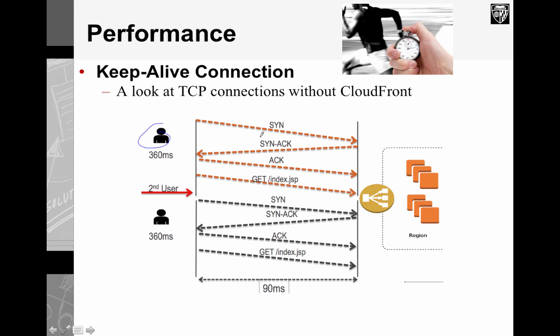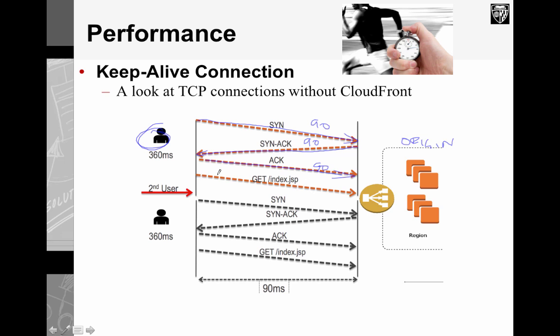Now what I'm showing you over here is what happens if there is no CloudFront. So what you're seeing over here is the origin server. We have the client. The client wants to get content. So the client sends a SYN to the origin server. The origin server sends a SYN ACK. And then the client sends an ACK. That's 90 milliseconds plus 90 milliseconds plus 90 milliseconds.